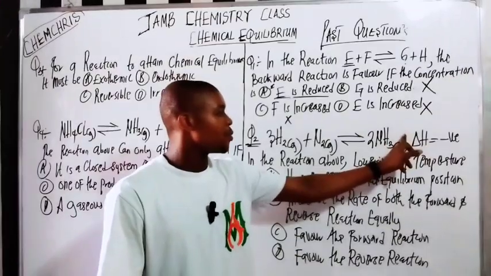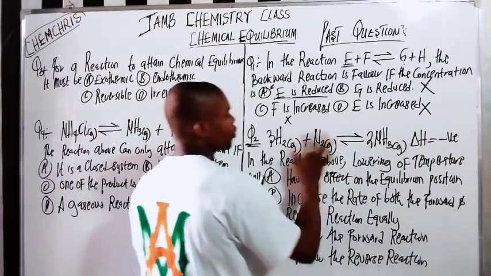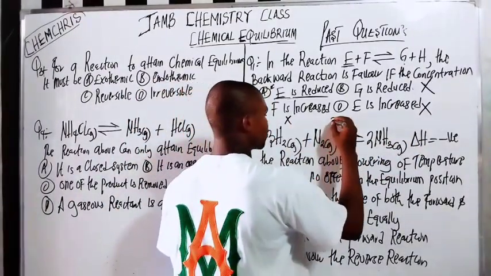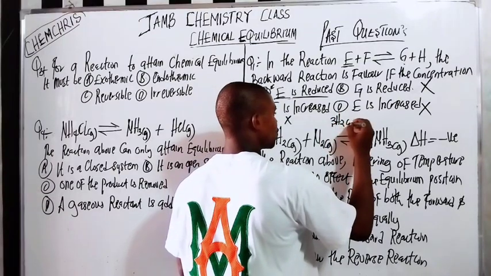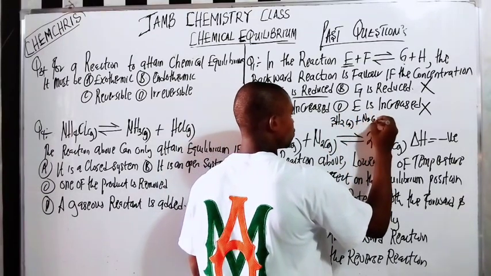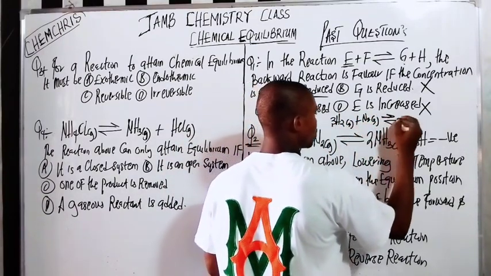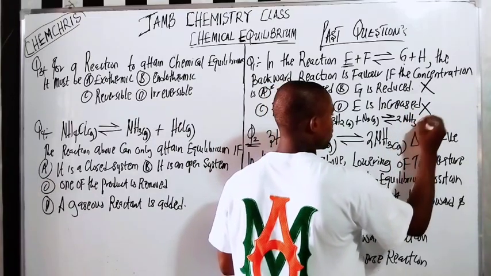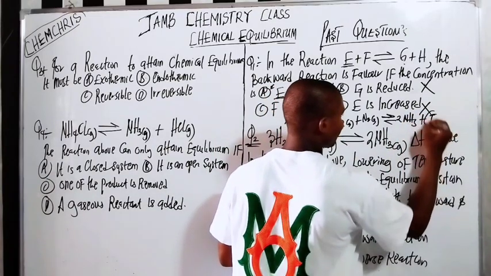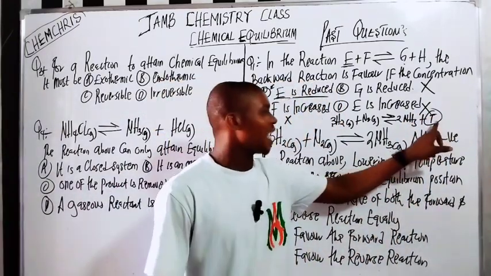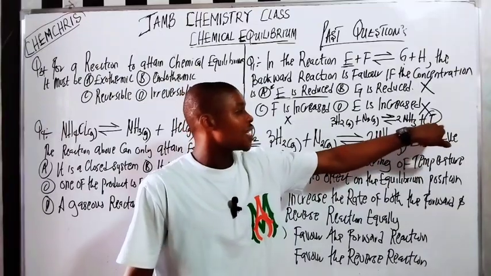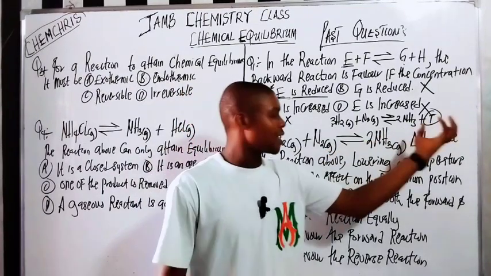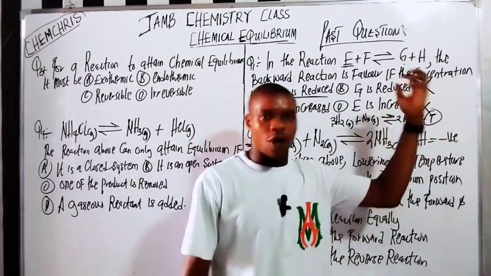So in the sense that it will be treated as product. If you rewrite this one here, we have 3H2 gas plus N2 gas, which gives 2NH3 plus what? Temperature. You understand? Because it's exothermic here, it will be treated as product. So here you can either increase it or decrease it.